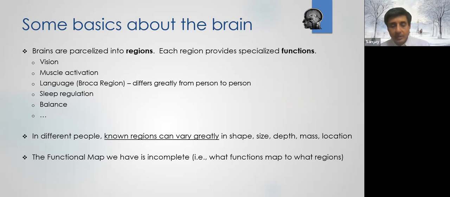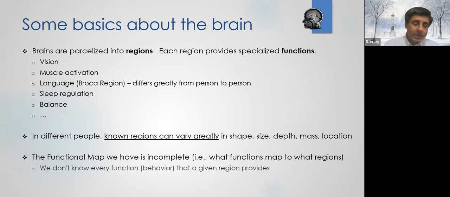in the sense of what each region does, we have a very rough map still. And there's two problems here. One is that we don't know every function, or another way to say it is every behavior that a given region provides. We don't know that. We know the high level ones, the parietal lobe, the occipital lobe, we know that it provides mostly vision.